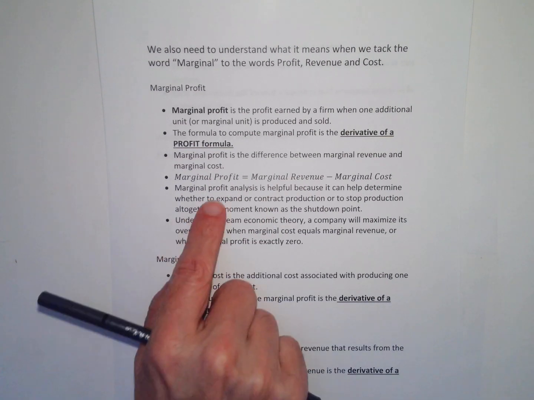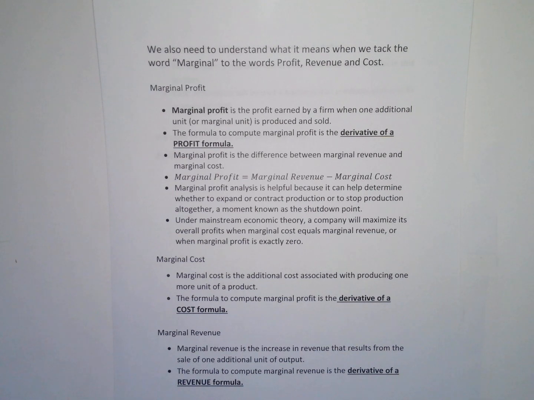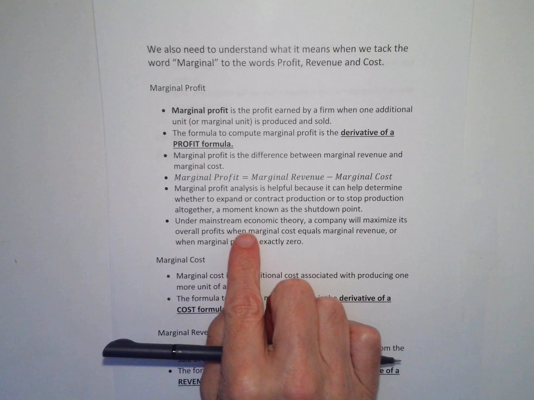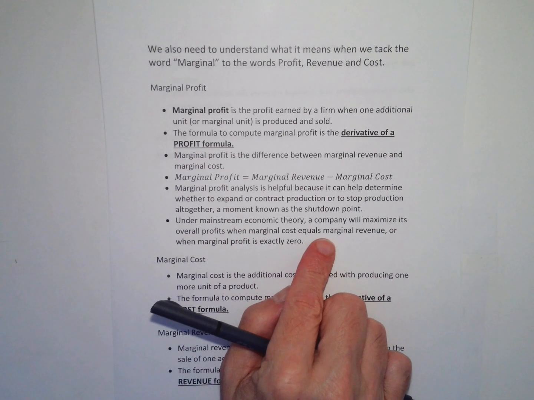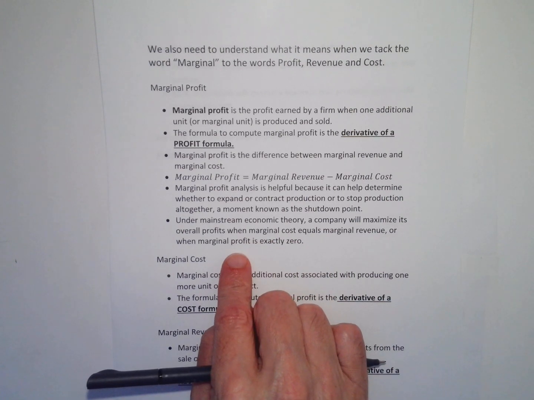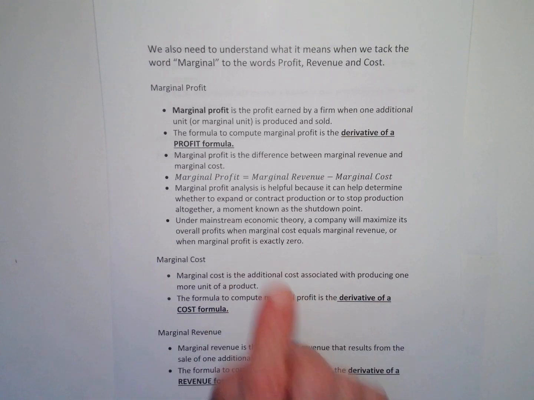And then marginal profit analysis, it's a big deal in business because if the marginal profit is positive, then it pays to make more and try to sell more. If the marginal profit for the next item sold is negative, well, then you shouldn't try to sell more because you're losing money on every product that you sell. And under marginal analysis, the optimal production and sales level is when marginal revenue equals marginal cost, and that's when marginal profit is 0.